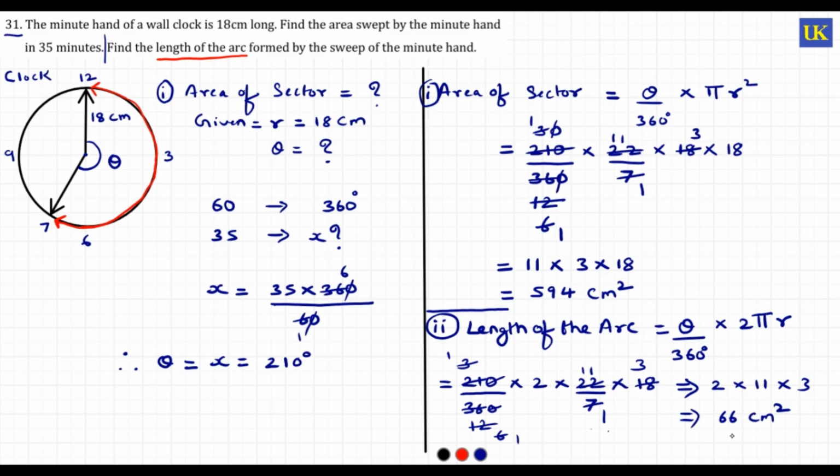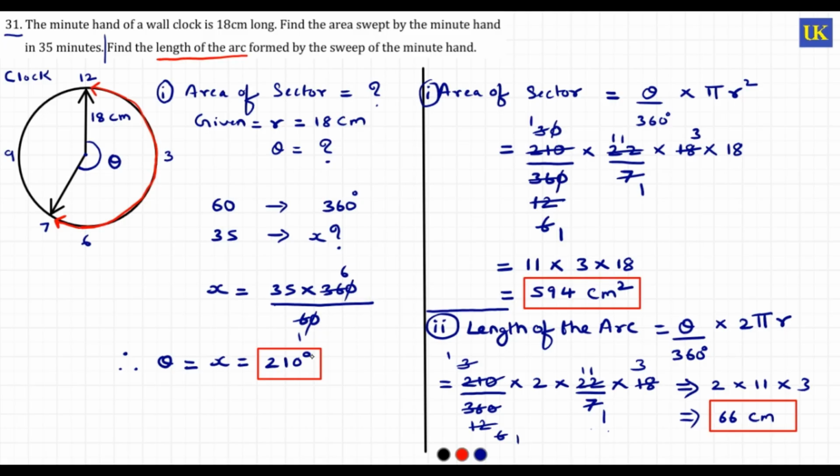So this is the length of the arc. So here we should write only centimeter. The length of the arc is not area. So it will be only centimeter is what we have to write. So length of the arc is 66 centimeter. Area of sector is 594 centimeter square, because for area we have to write square. And the theta is how much?